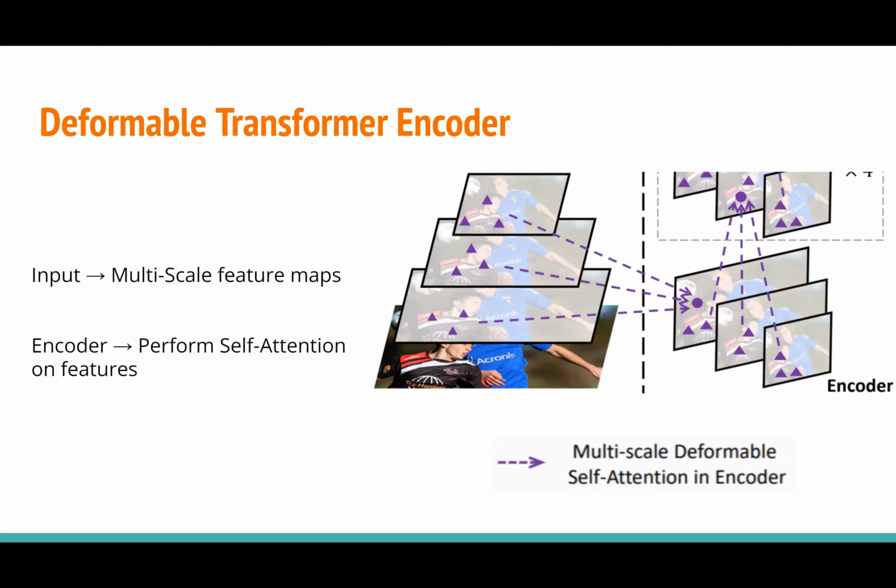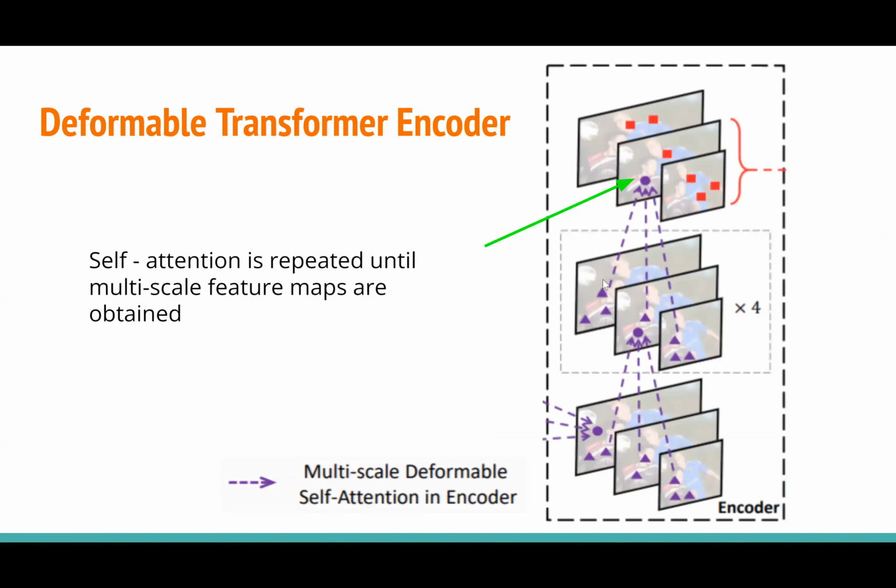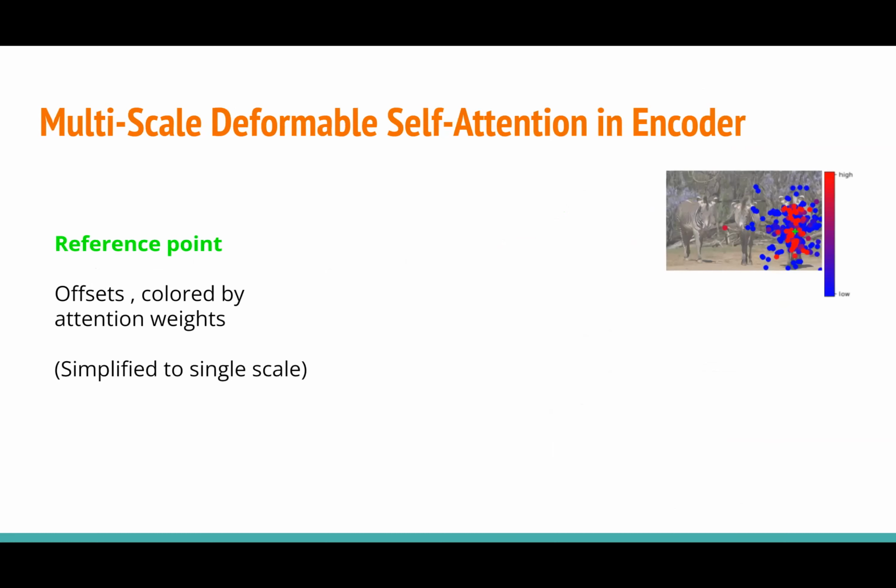As explained by Jacob right before me, we apply the self-attention on our features, and we apply that until our multi-scale feature maps are fully encoded and ready to get into the decoder. So what does this look like in terms of images? Let me show you this.